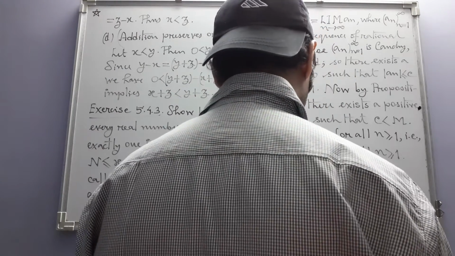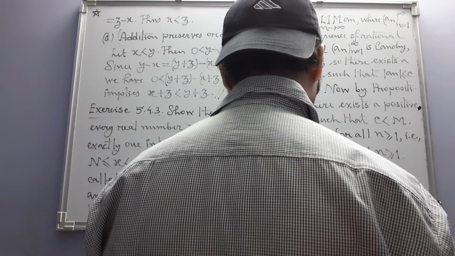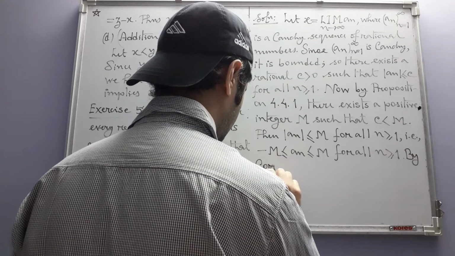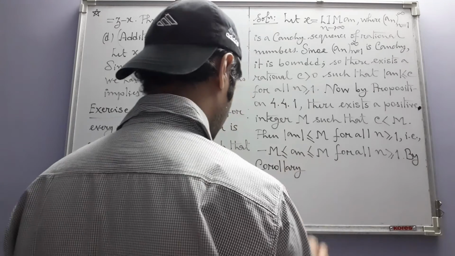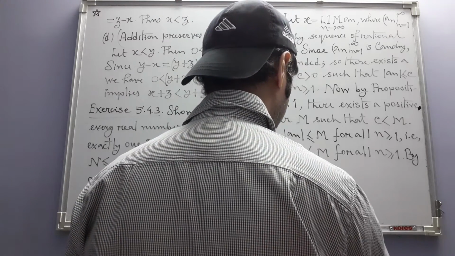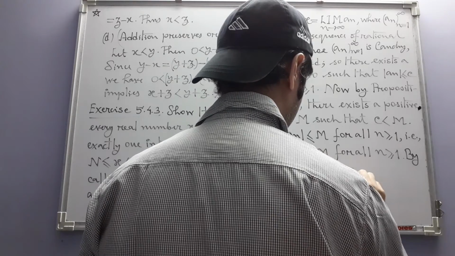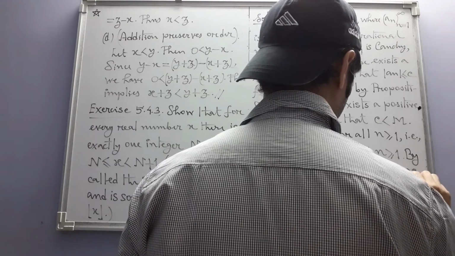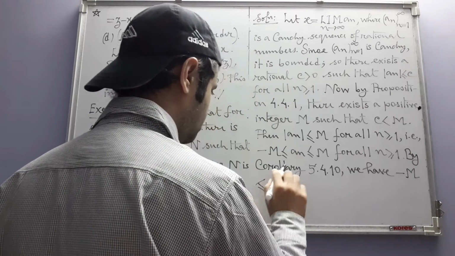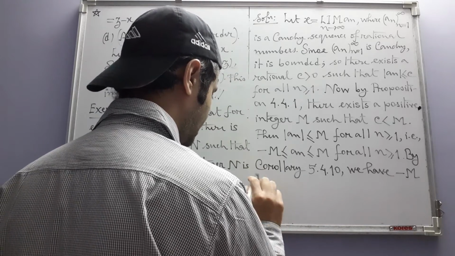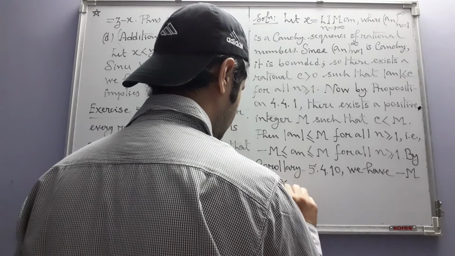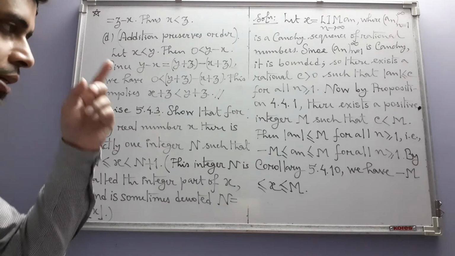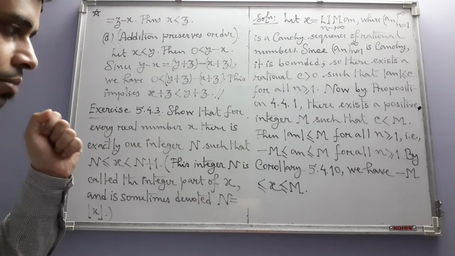Okay, so we now invoke that result by corollary 5.4.10. We are directly writing the conclusion. We won't write formal limits explicitly. You know what has happened here. So x happens to be lying in between the integers minus m and m.